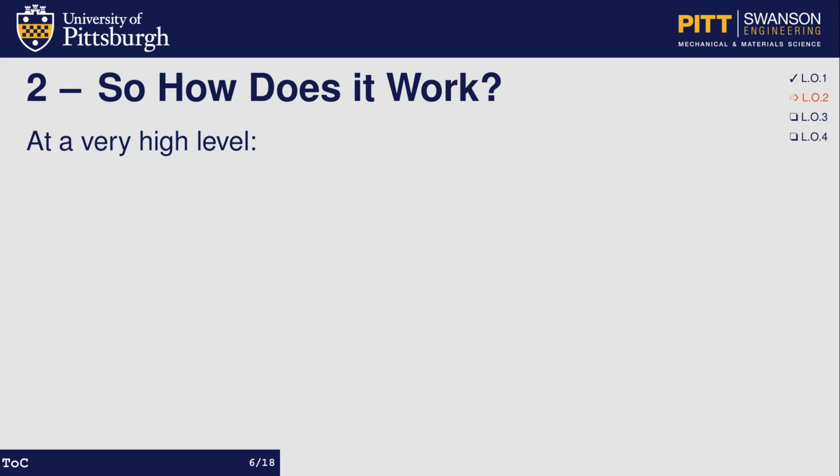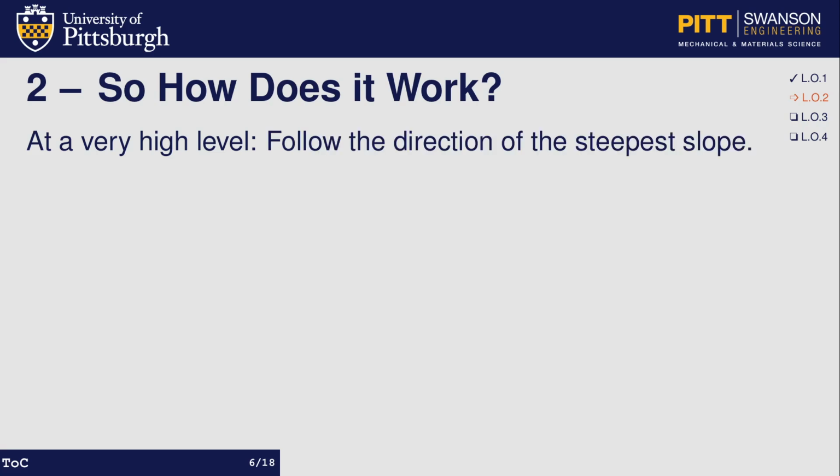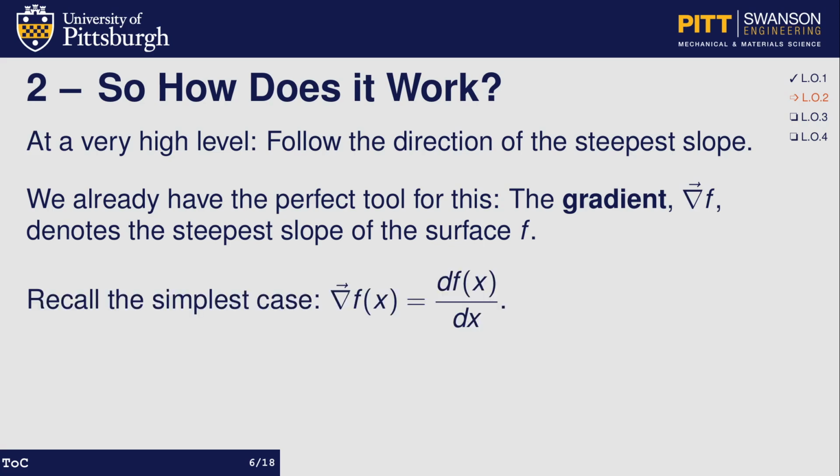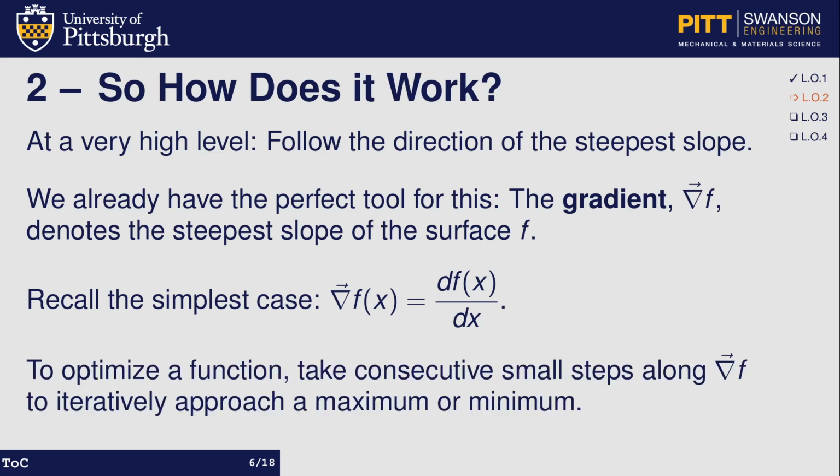How does it work? At a very high level, we want to follow the direction of the steepest slope. We already have the perfect tool for this in math, which is the gradient. This denotes the steepest slope of the surface f. We recall the simplest case where the gradient of f of x is just equal to the single derivative df of x dx. Now, to optimize a function, we take consecutive small steps along the gradient to iteratively approach a maximum or a minimum in the surface.